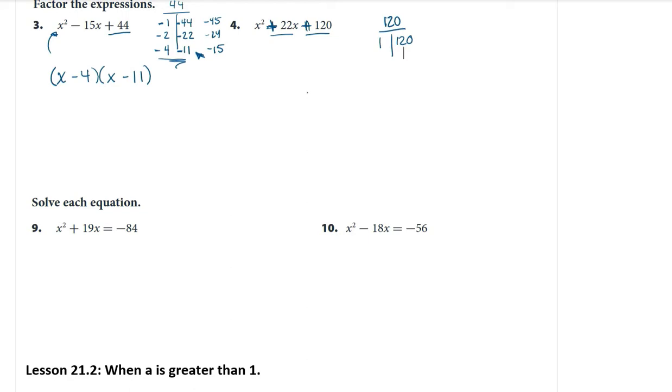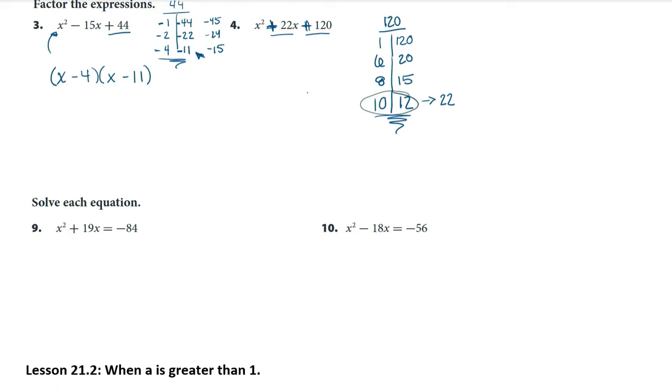I'm going to actually start with 6 and 20. And 6 and 20, we're at 26. Then I'm going to try 8 and 15. We're at 23. Then I start thinking about it, and I'm like, oh, 10 and 12. If I add those together, that's going to give me 22. That's what I'm looking for. Also, you might just look at this and say 120 is 10 times 12, and that's 22. You don't even have to make the table if you can figure it out without it.